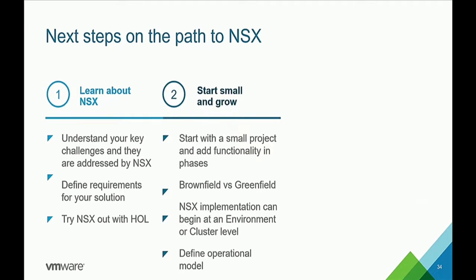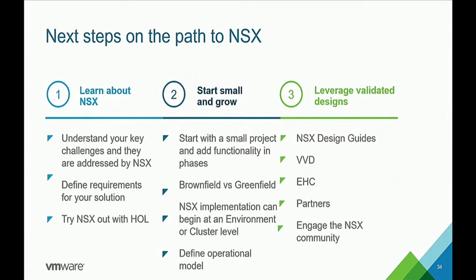Second one, start small. Start with a small project and add functionalities in phases. You start with security, then you can add automation, or you can add disaster recovery and application continuity. You can start either with a brownfield, with the existing application, without changing anything in your infrastructure, or with a greenfield, where you start from the beginning. NSX implementation can begin at the environment or cluster level, so you can just choose one cluster from your infrastructure and start with it.